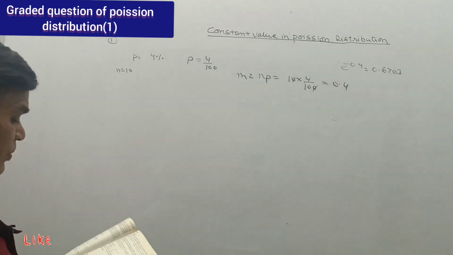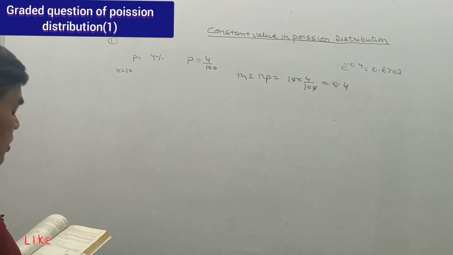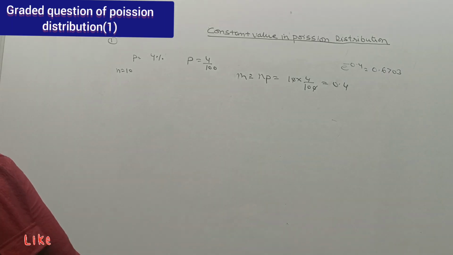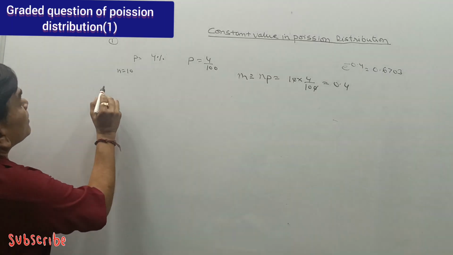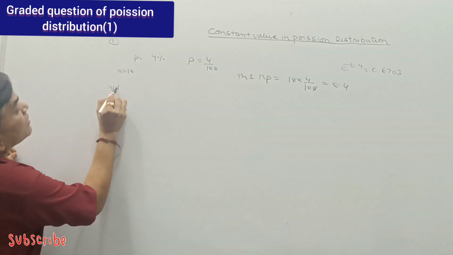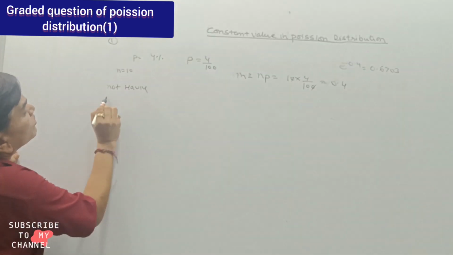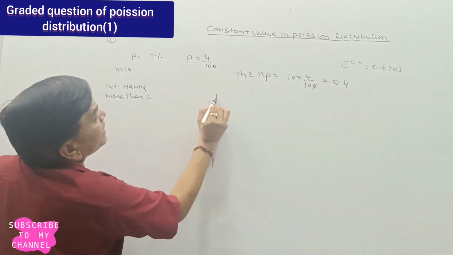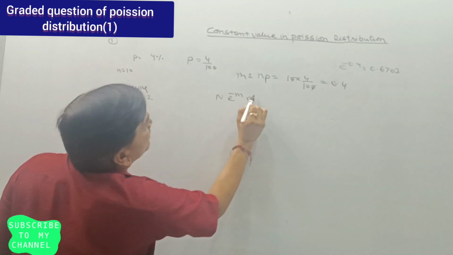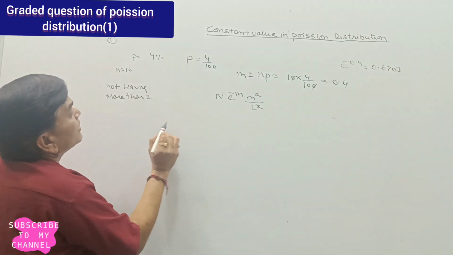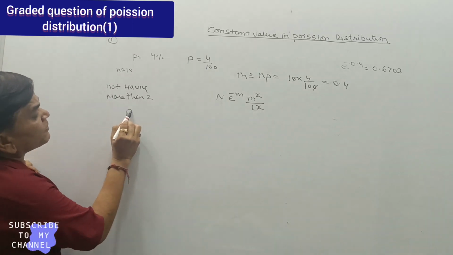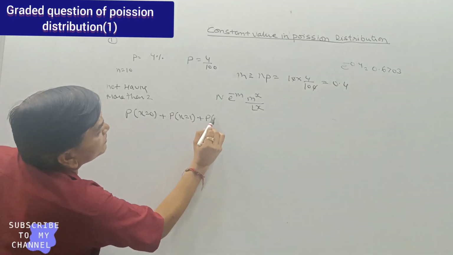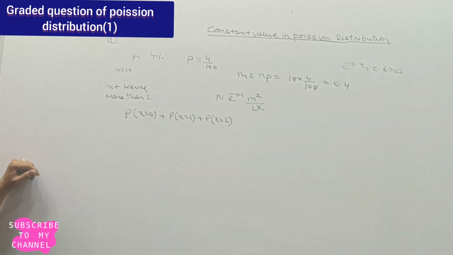two, if not more than 2 defective. We are to calculate the probability of not having more than 2. The formula is probability P(x) equals e raised to power minus m, m raised to power x, upon factorial x. So not more than 2 means the probability of 0 plus probability of 1 plus probability of 2 defective.